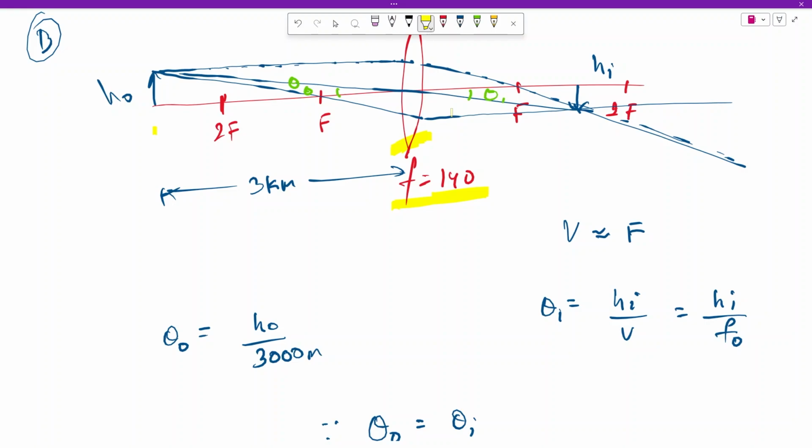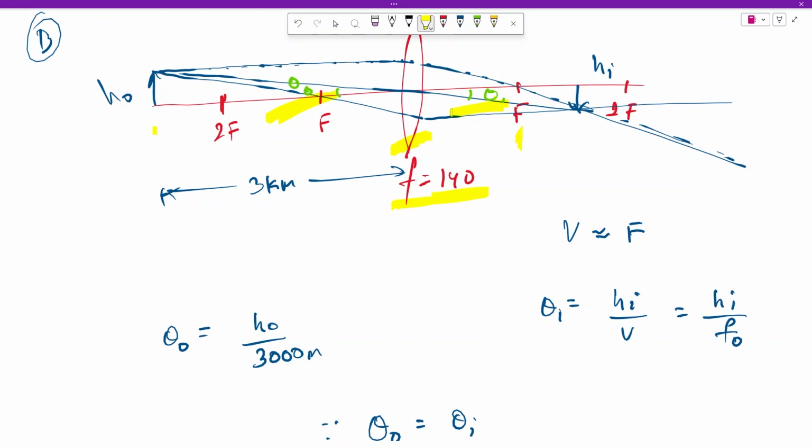Now we can see that if the object is lying beyond the first center of curvature of the lens, the image will form between the focus and the center of curvature, and if the object is placed far beyond, then the image will tend towards the focus, the second focus. So here we see that the angle made by the object and the image is going to be the same. Here it is denoted by theta naught for the object and theta I for the image.